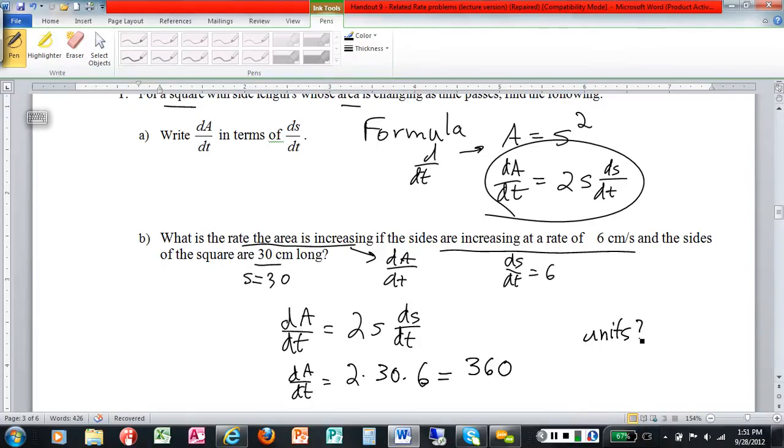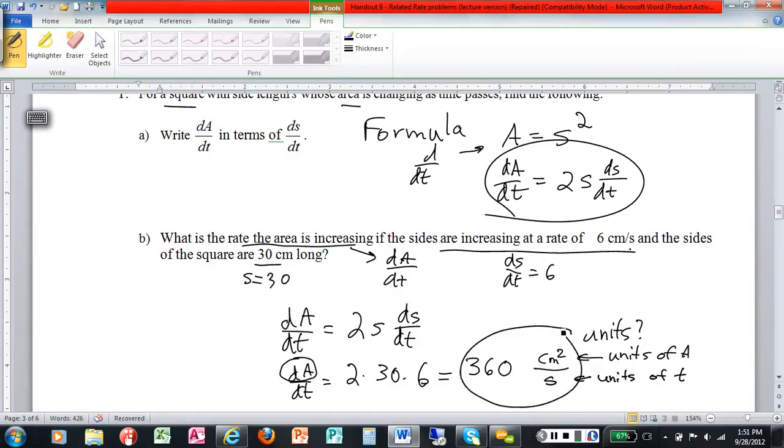And then just a quick word about the units. What are my units going to be? Well, look over here at dA dt. It's going to be the units of A over the units of t. What are the units of area? Area is in square units, so in this case, centimeters squared. And we're talking time, so that's centimeters squared per second. So the area is increasing 360 centimeters squared per second in that scenario. With me?